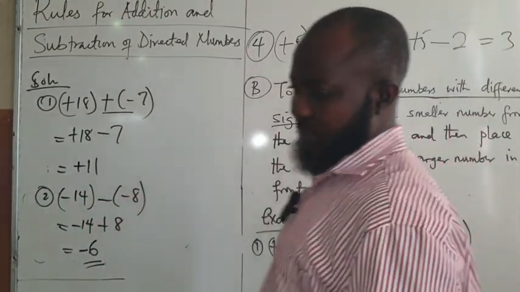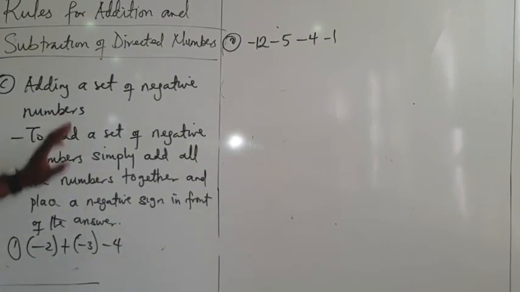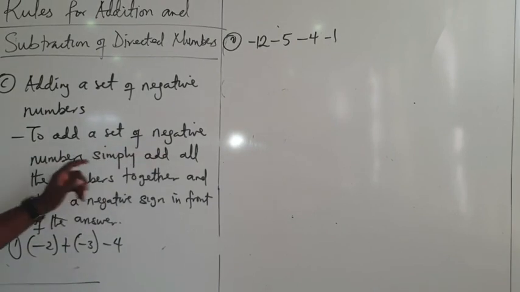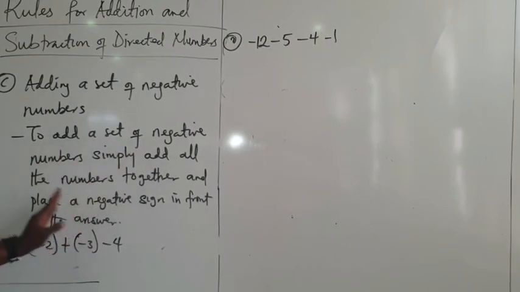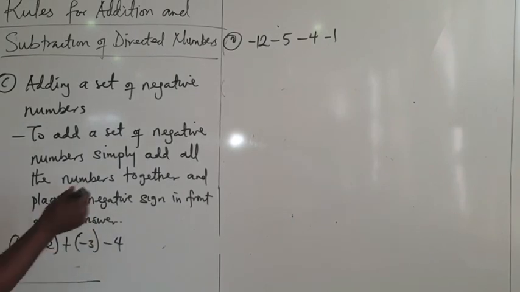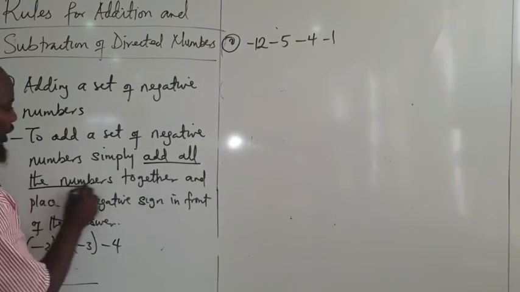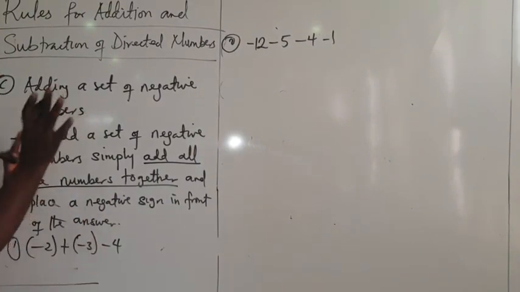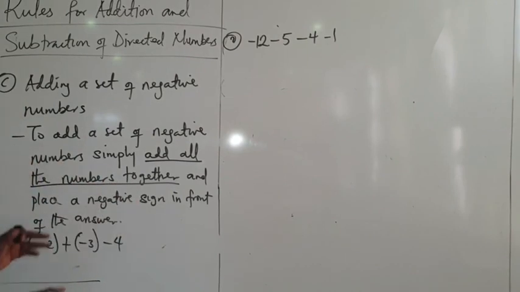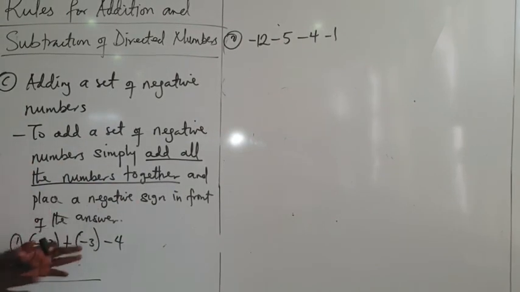The other part, the last part here. Alright. So adding a set of negative numbers. That's part C. To add a set of negative numbers, simply add all the numbers together. Simply do what? You add. So when you have a set of negative numbers, just add all the numbers together. Forget about the signs we have in front of them. Add them together. Then after adding them together, put a negative sign in front of the answer.